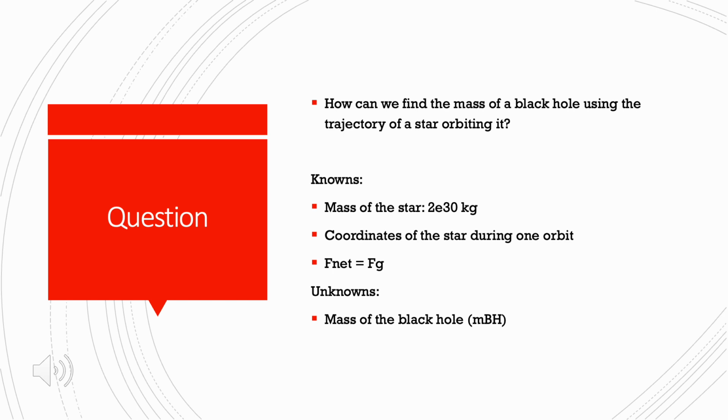To answer this question, we are given the mass of the star and the star's position during its orbit along the black hole. For this trajectory, we will place the black hole at the origin of our coordinate system. We will also make the assumption that the only force acting on the star is the gravitational force due to the black hole. So now we'll go into a more in-depth overview of this lab experiment to answer our question.